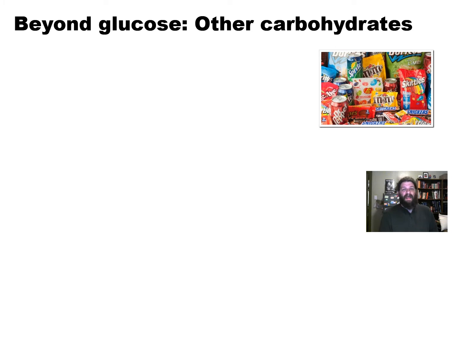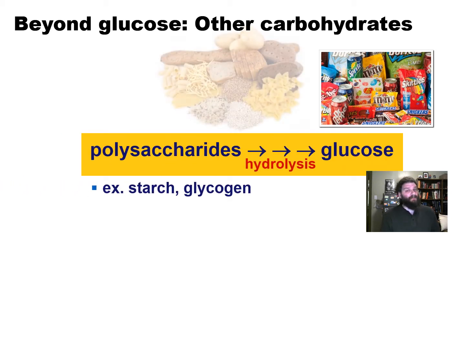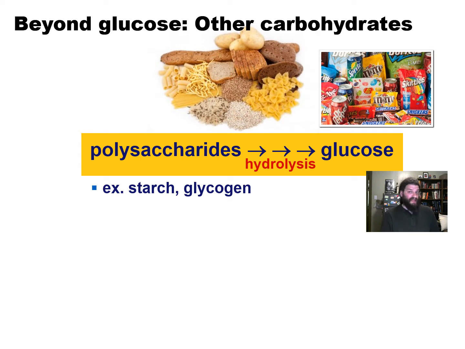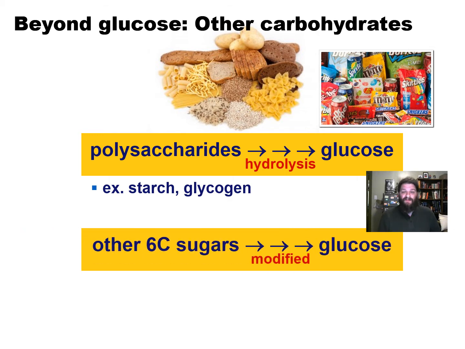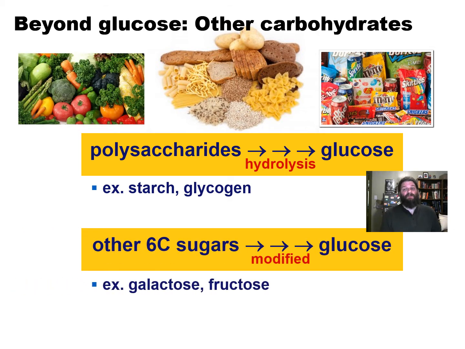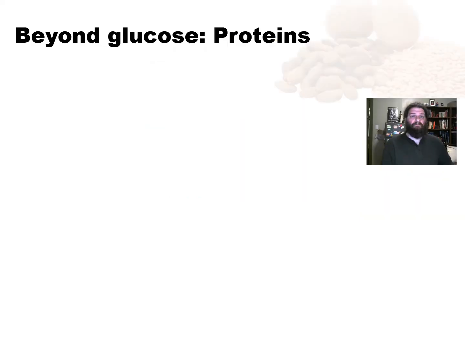As we start to look at other fuel molecules other than glucose, it's not hard to see where carbohydrates are going to be able to enter the pathway. For one thing, we can take complex carbohydrates, many of them being used as stores of glucose, and simply hydrolyze them, digest them down into the glucose molecule subunits that make them up. This is what we do with starch and glycogen and other big polysaccharides. We can also take other 6-carbon sugars like galactose and fructose and just modify them a little bit, and change them into glucose.